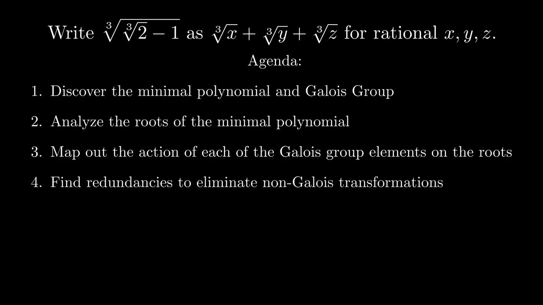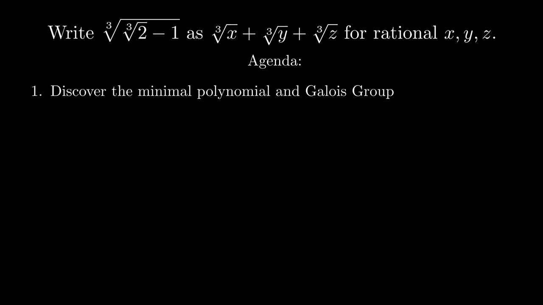Fourth, with that accounting, we're able to detect hidden redundancies in the same way we did in the last example, and thereby eliminate spurious transformations of the roots. And finally, we collect those redundancies to find the answer. This is the step that took the most time in the previous question, but it'll be easy here. The first step is to write down the minimal polynomial and Galois group.